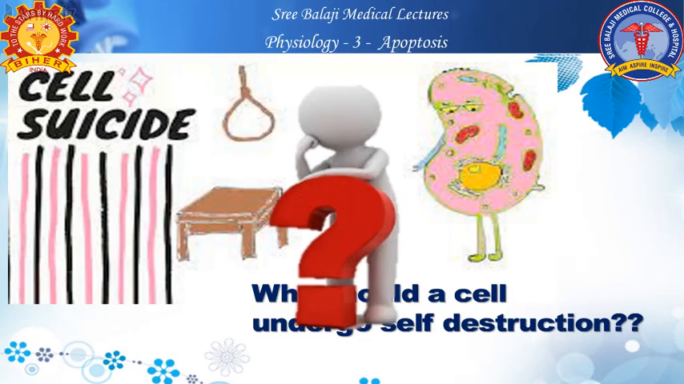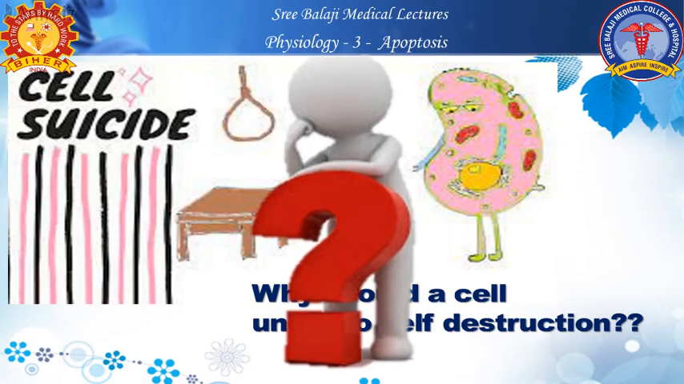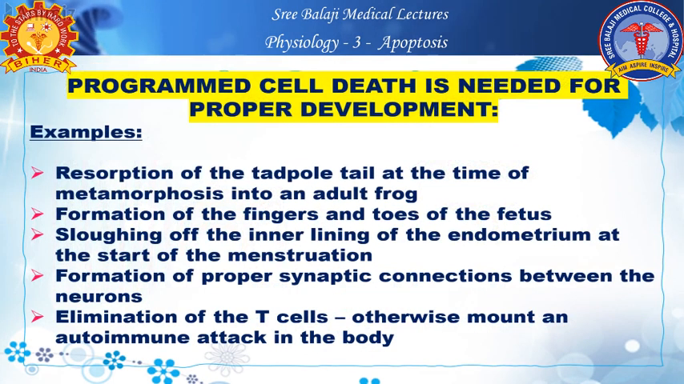Why should a cell actually undergo self-destruction? Programmed cell death is essential for proper development. Examples: a tadpole's tail needs to be resorbed at the time of metamorphosis into an adult frog; formation of fingers and toes during fetal development; sloughing of the inner lining of the endometrium at the start of menstruation; formation of proper synaptic connections between the neurons; and elimination of T cells, otherwise there would be a huge amount of autoimmune attack in the body. Thus, programmed cell death is essential for proper development of a body.